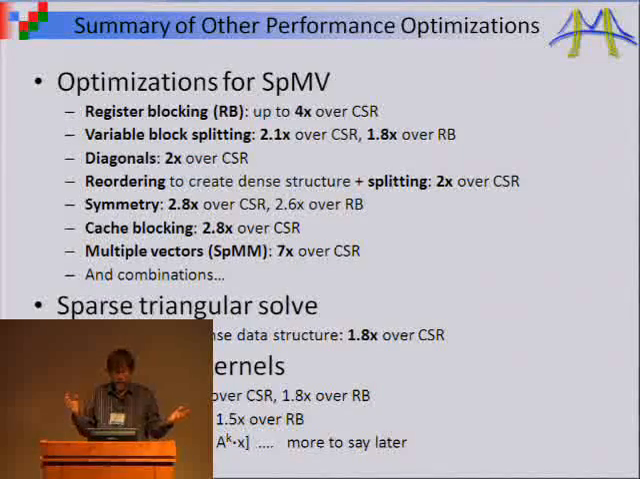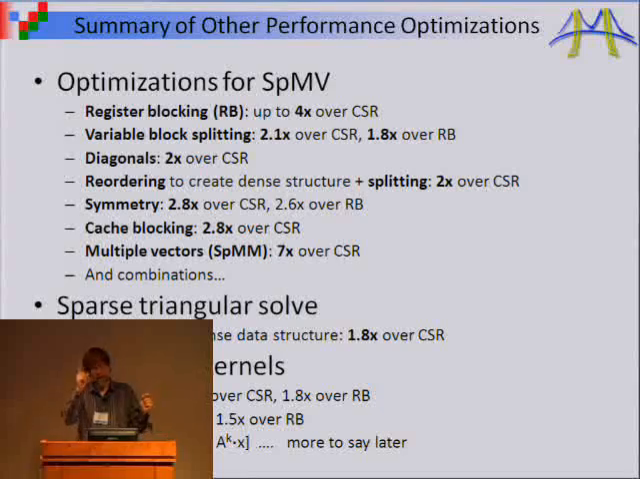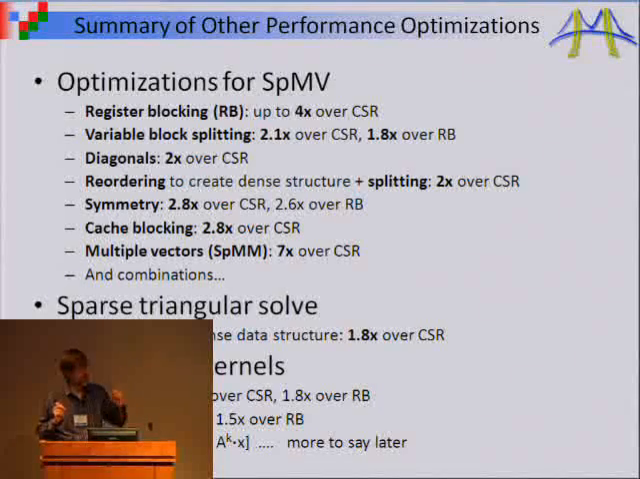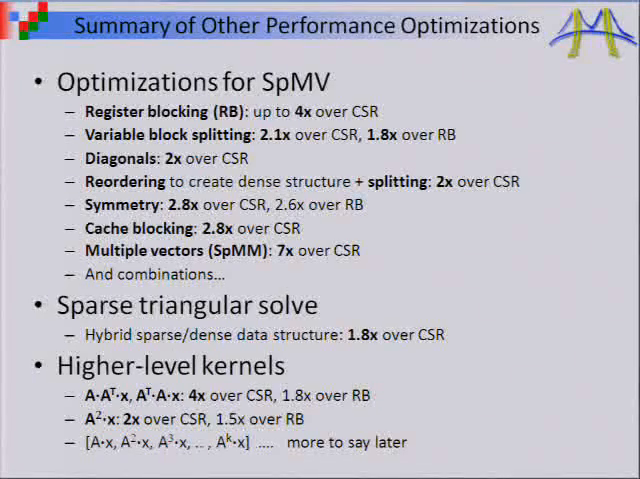That's a good thing. But it could be that your matrix doesn't have the single block size that it likes. It could be that 4 by 4 blocks work well for a part of it, and 3 by 3 blocks work well for a part of it. You'd like to split your matrix in two and have two different data structures for different parts. That can also give you a nice speedup, in fact, a factor of 1.8 on top of using just one data structure.